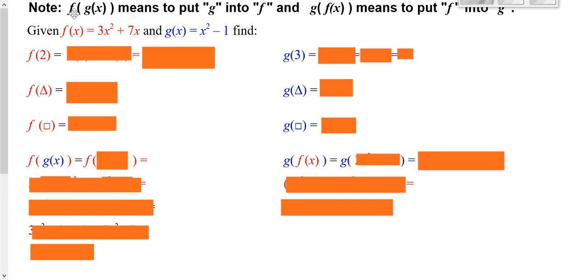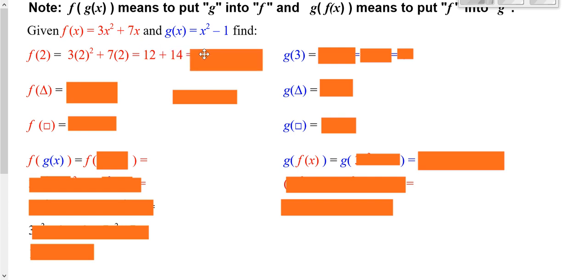So when you have f of g of x, that means you're taking g and plugging it into f. Or if it was the other way around, you'd be taking the inside of f and plugging it into g. So just to review, if you're looking for f of 2, you've got to go to function f and plug in 2 for each one of your x's. And then you work that out, and you would get 28.